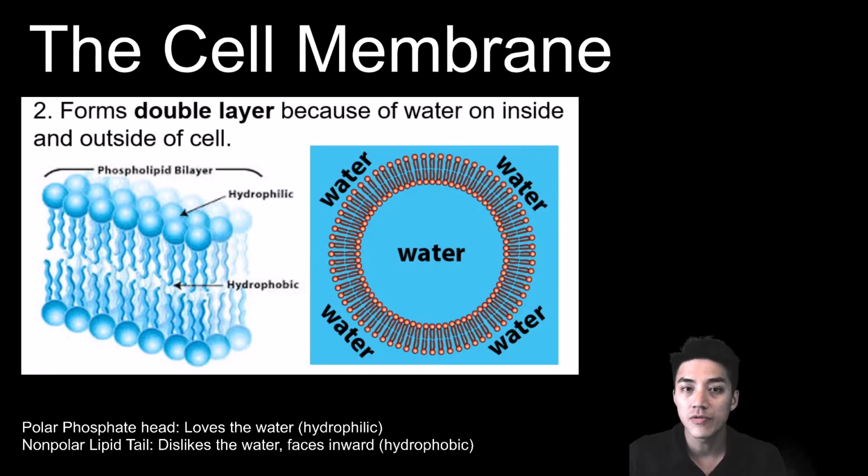I think this picture will give you a better understanding of how the cell membrane forms a barrier around the cell. So you have a phospholipid bilayer, and you have the polar phosphate heads, which are facing the water, and then sandwiched in between them are the fatty acid non-polar tails, which dislike the water.